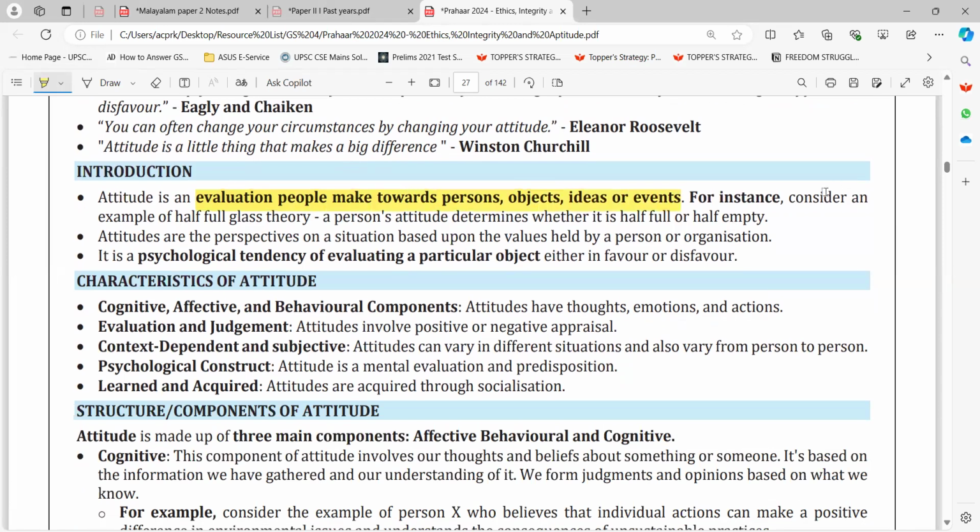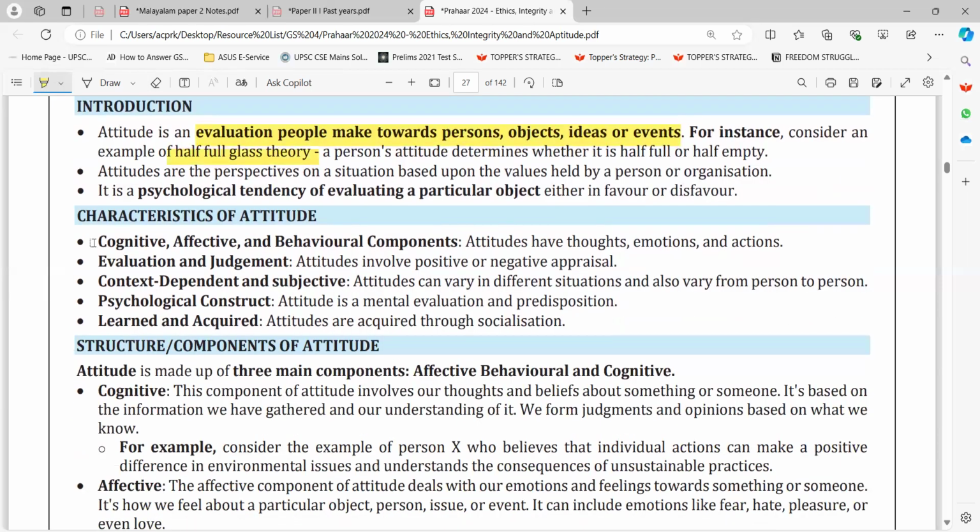For instance, consider an example of half full glass theory. A person's attitude determines whether it is half full or half empty. Attitudes are the perspectives on a situation based upon the values held by a person or organization. It is a psychological tendency of evaluating a particular object either in favor or disfavor.